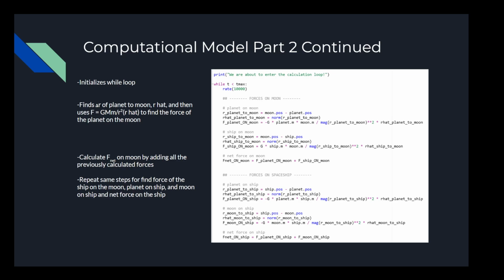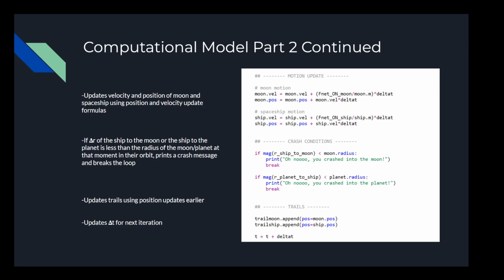And then this part of the code also initializes the initial speed of the spaceship. So this next part initializes the while loop and then finds delta r of the planet to the moon, r hat, and then uses F equals GMm over r squared times r hat to find the force of the planet on the moon. And we calculate the total net force on the moon by adding all the previously calculated forces. And then we repeat the same steps to find the force of the ship on the moon, planet on the ship, and then moon on the ship, and then the net force on the ship.